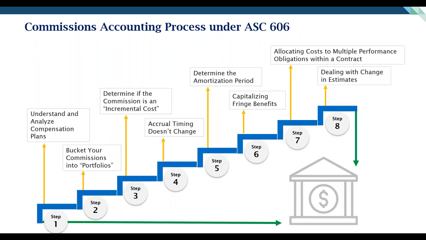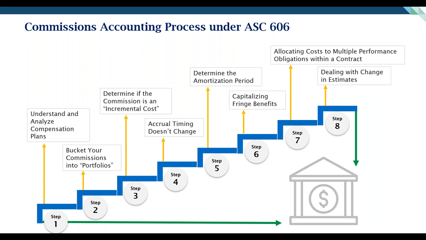All right, so let's talk about the process, a beautiful 8-step chart. If you think about what the process looks like today, let's be very clear here. What you're seeing on the screen is the portfolio approach. Under the 606 guidance for commissions accounting, there is an expedient that allows you to look at commissions plans as a portfolio.